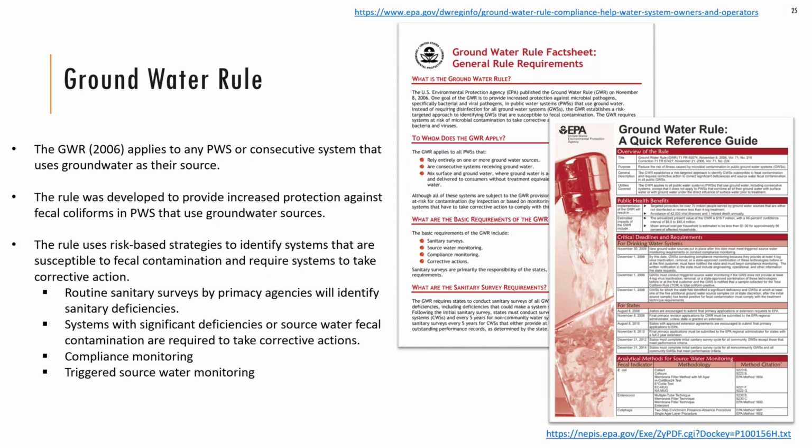EPA has several short fact sheets, such as the quick reference guide showing on the right, along with a general requirements fact sheet that covers sanitary surveys, monitoring requirements, and public notification requirements, which provides more details on each of those individual requirements pertaining to the groundwater rule. And you can find information on how to comply with each component of that rule within those fact sheets.